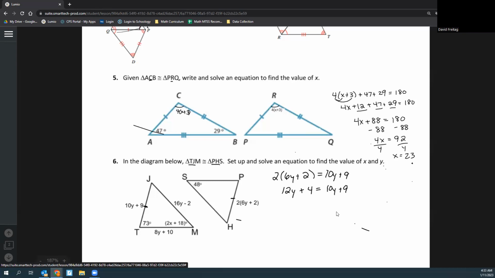Then I get y's all on one side. So I subtract 10y on both sides. That leaves me 2y plus 4 is equal to 9. Then I subtract 4 on both sides. That gives me 2y is equal to 5. Divide by 2. Divide by 2. That gives me y is 2.5. Or you can leave it as 5 over 2.